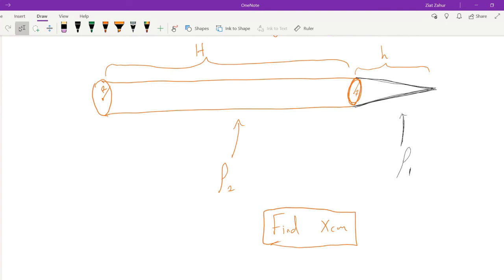Well, do you guys remember how to do XCM? Remember, when you do XCM, you set the origin usually on the left side, like this. So of course, if you were to give an explanation, you would state that let the origin be set on the left side of the sphere, and then go on from there. Right?